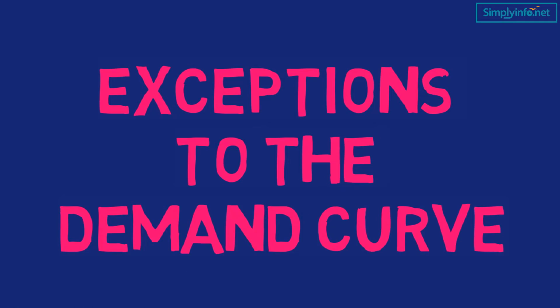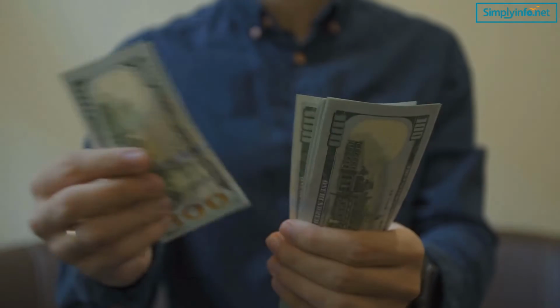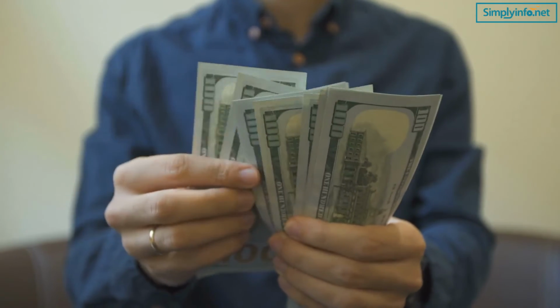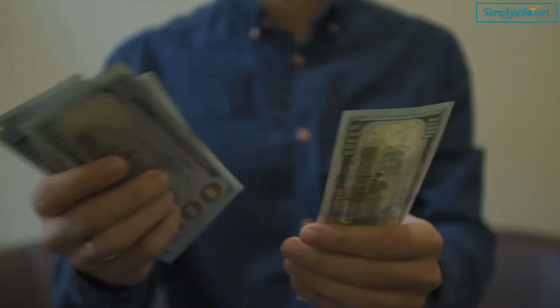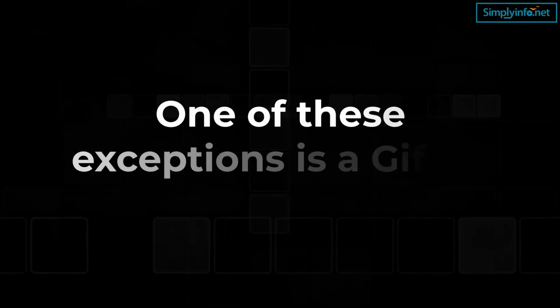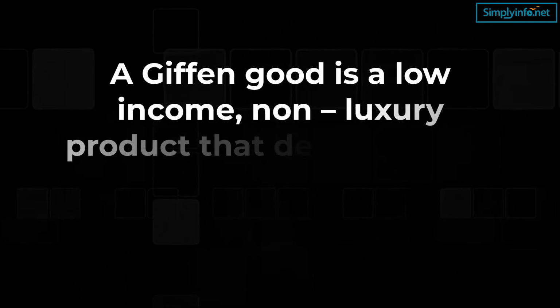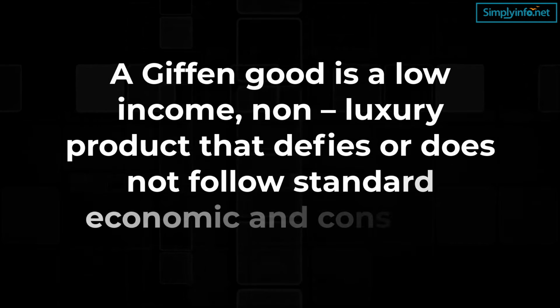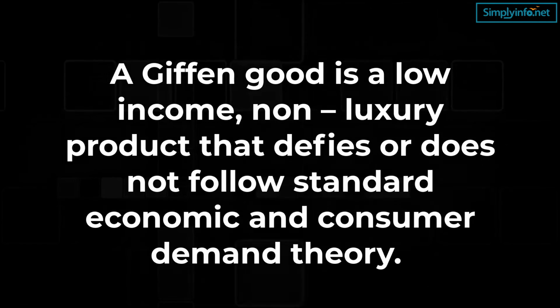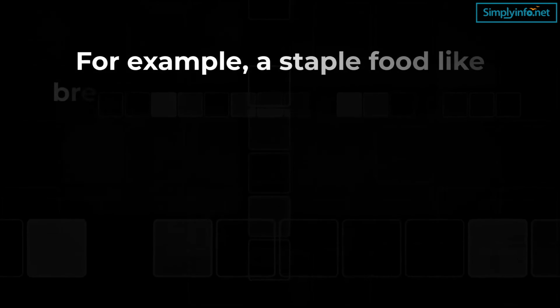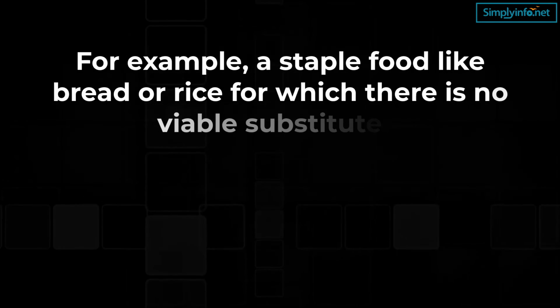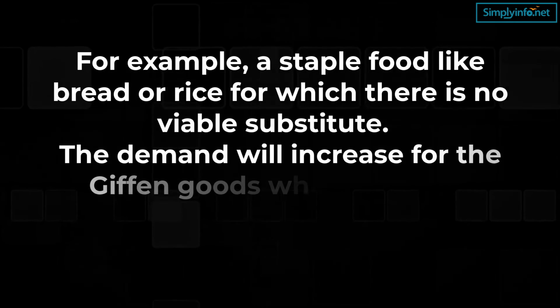Exceptions to the demand curve. There are some exceptions to rules that apply to the relationship that exists between prices of goods and demand. One of these exceptions is a Giffen good. A Giffen good is a low-income, non-luxury product that defies or does not follow standard economic and consumer demand theory. For example, a staple food like bread or rice for which there is no viable substitute.